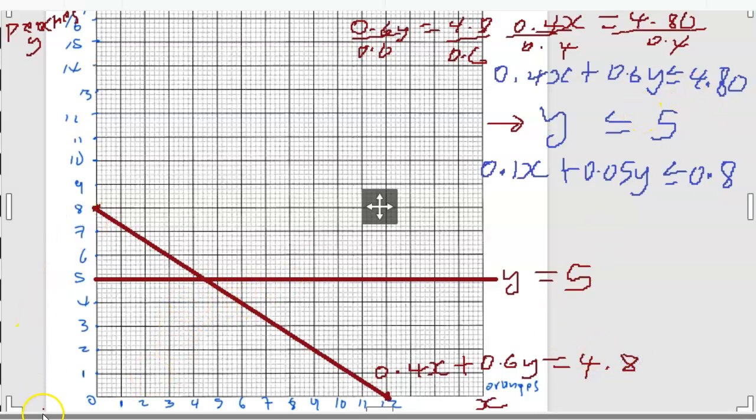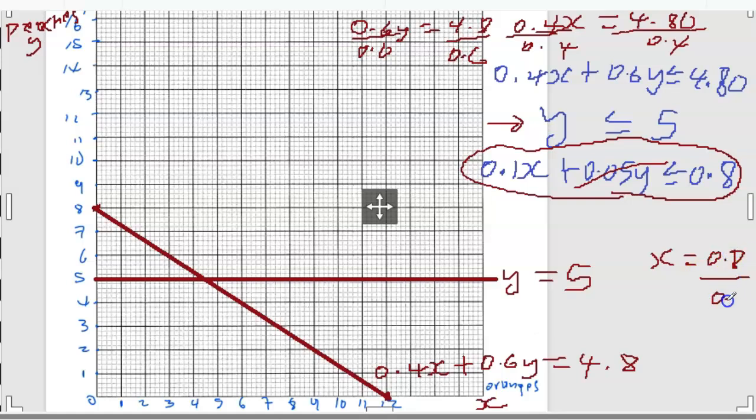And the final graph, the third one, 0.1x plus 0.05y, less than or equal to 0.8. So we need to know where the graph cuts the x-axis and the y-axis. So to know where the graph cuts the x-axis, replace the y with 0. So we're left with 0.1x equal 0.8. Divide both sides by 0.1. So x equal 0.8 over 0.1, which is equal to 8. So it cuts the x-axis at 8.